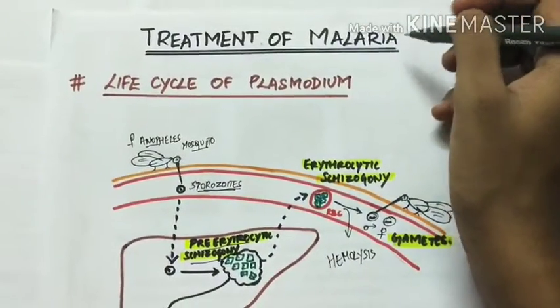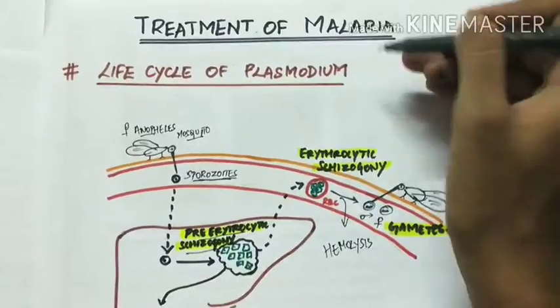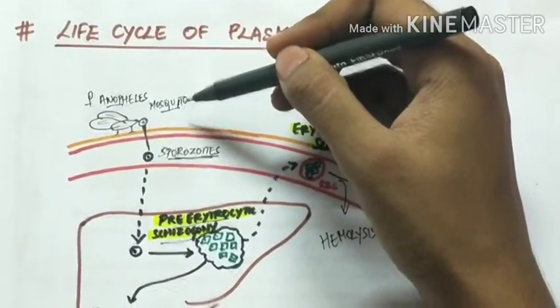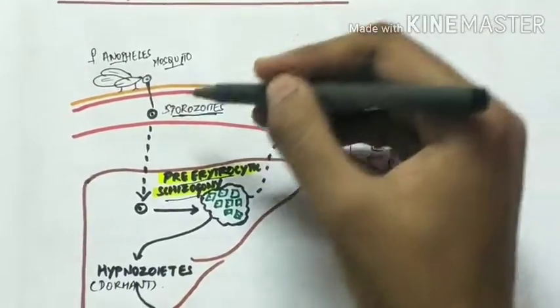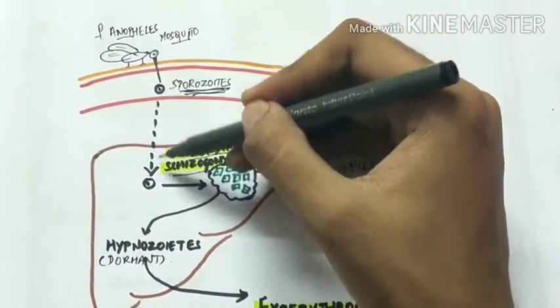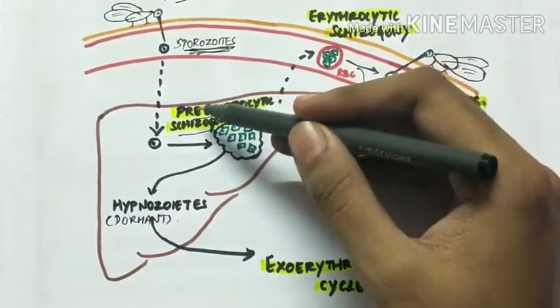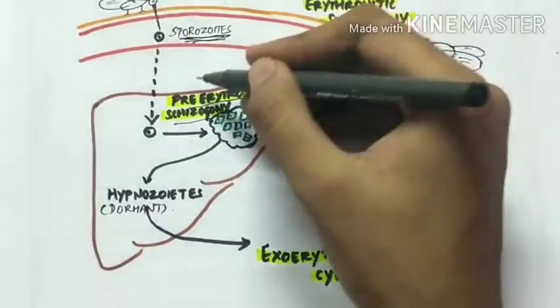Treatment of malaria. Let's first see the life cycle of Plasmodium. As we all know, malaria is transmitted by the female Anopheles mosquito. When the mosquito bites, it injects sporozoites into our blood. These sporozoites enter the liver, where they enter the pre-erythrocytic schizogony state. This is the first stage.